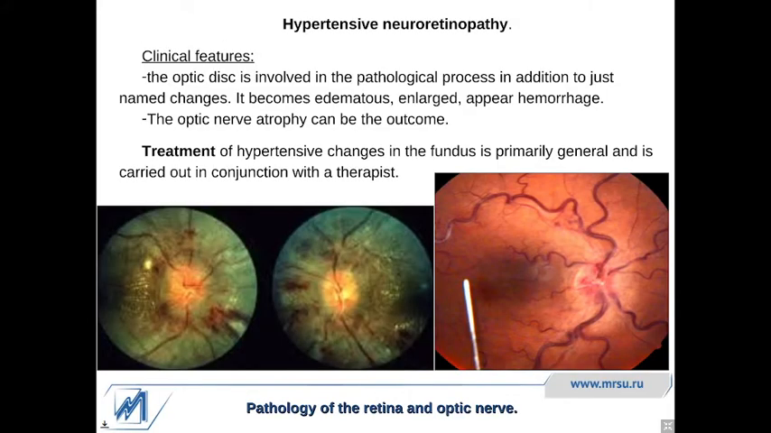The next stage is hypertensive neuroretinopathy. The optic disc is involved, adjacent to the retina, with edematous features. So the optic disc is involved in the pathological process. In addition to the retinal changes, it becomes edematous, enlarged, and hemorrhage appears. Optic nerve atrophy can be the outcome of this process.